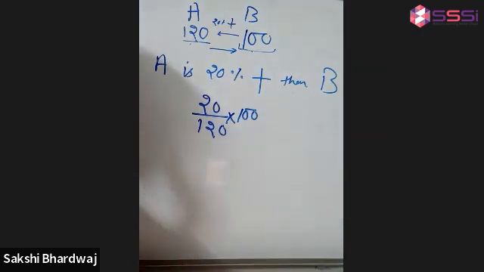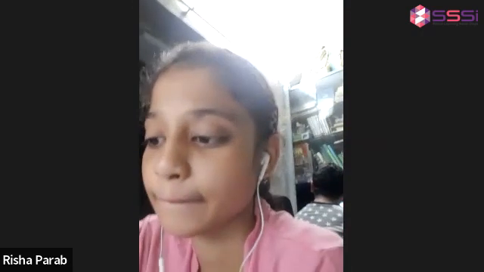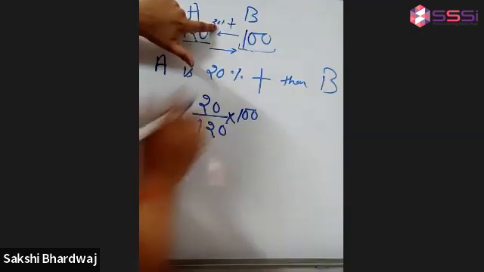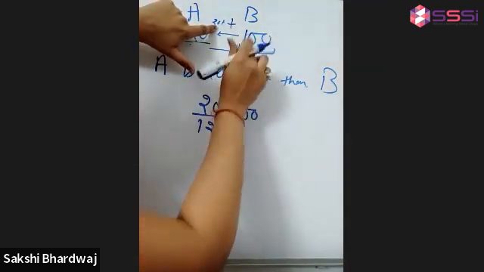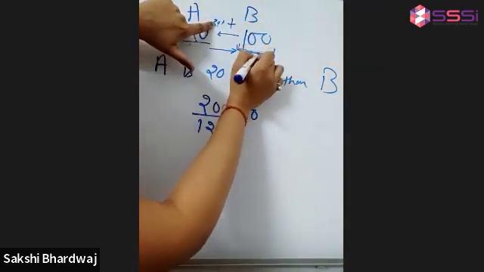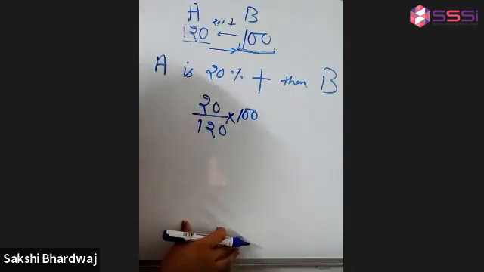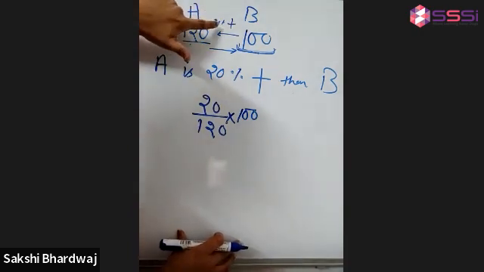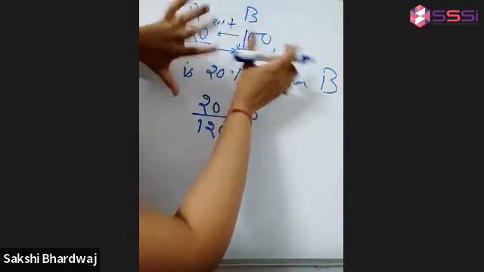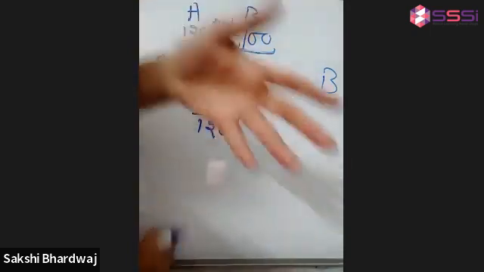When I say A is 20% more than B, here 20% of this. Why have we taken 120 and 20? I'm explaining. Listen very carefully. The first case, what is the first case? A is 20% more than B. More than B. 20% of what?